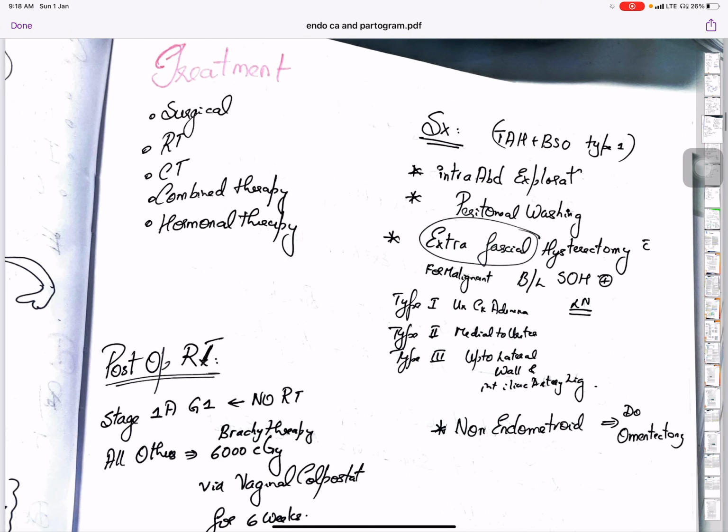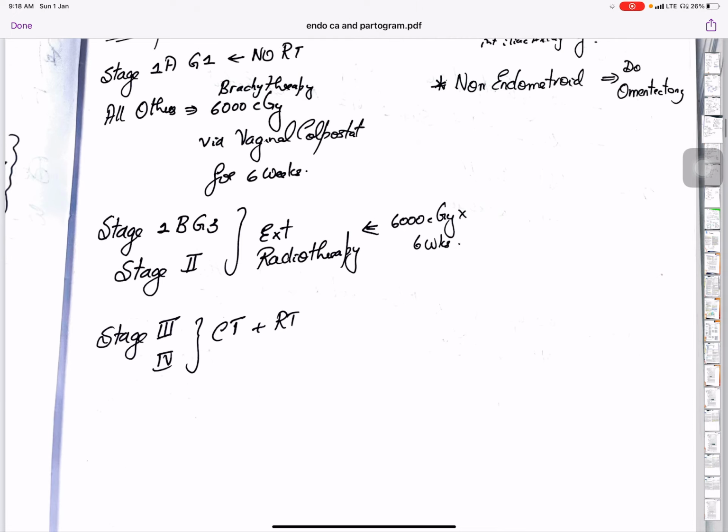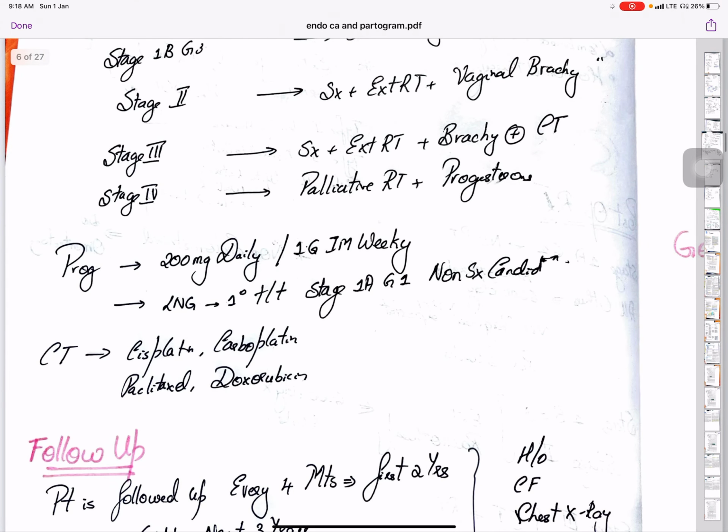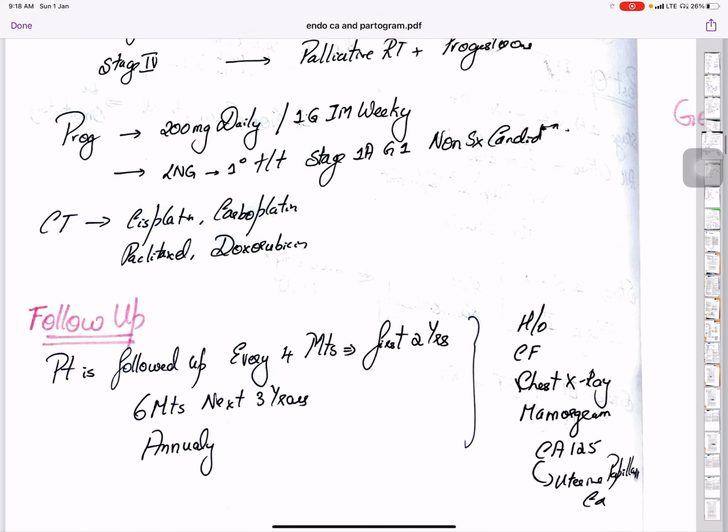Then in non-endometrial type of carcinoma, we also do omentectomy. And chemotherapy, we give cisplatin, carboplatin, paclitaxel, doxorubicin. In progesterone, 200 milligram daily or 1 gram weekly or 1 gram IV, IM. Or we give LNG as primary treatment in case of non-surgically operable patient in stage 1A, grade 1. Follow up 3 monthly, 6 monthly, then yearly.